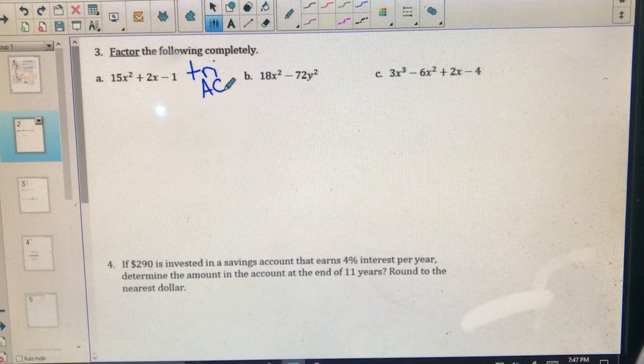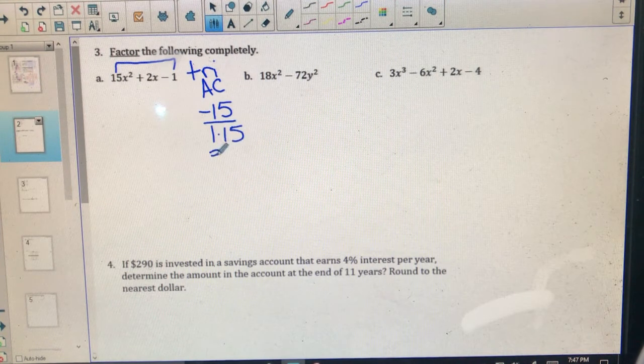So for trinomial AC, you start by multiplying A and C together. Now it's 15 times a negative 1. That gets me negative 15. What you're going to do is list the factors first of just positive 15 off to the side. So it's 1 and 15, and I also have 3 and 5. Now, since I'm trying to multiply to a negative 15, I know that my factors have to be one positive number and one negative number.